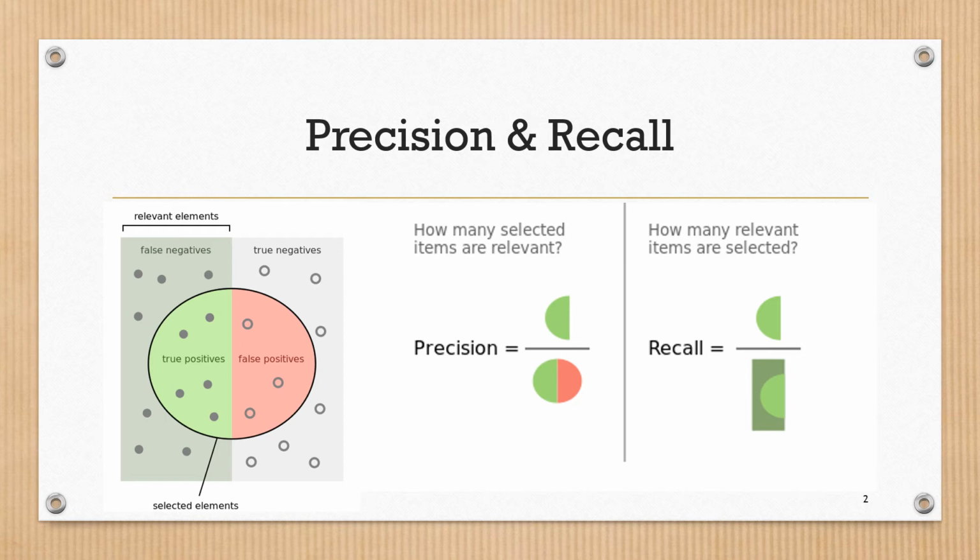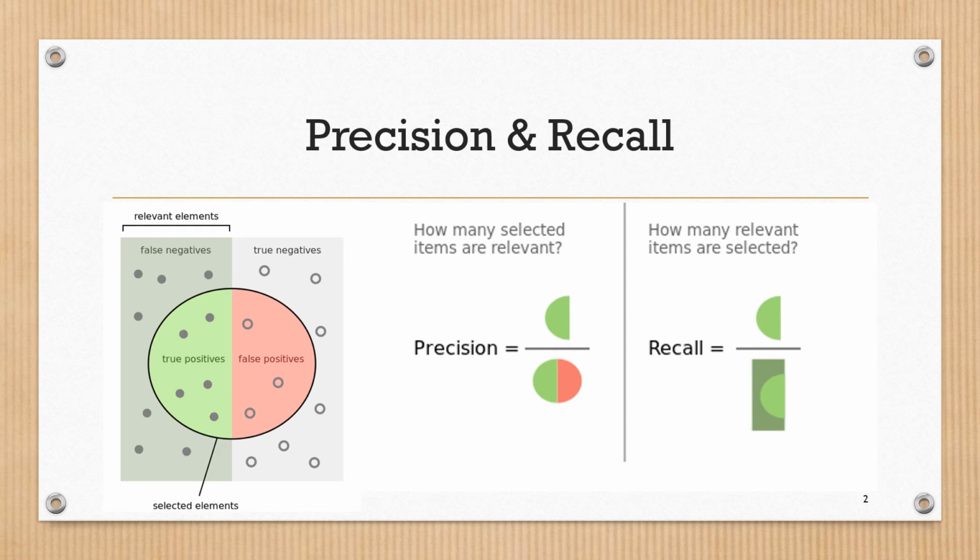When the classification algorithm incorrectly predicts a white dot as a relevant object, it is considered a false positive, as shown in red. When the classification algorithm correctly predicts a white dot as an irrelevant object, it is considered a true negative, as shown on the white dots outside of the circle.